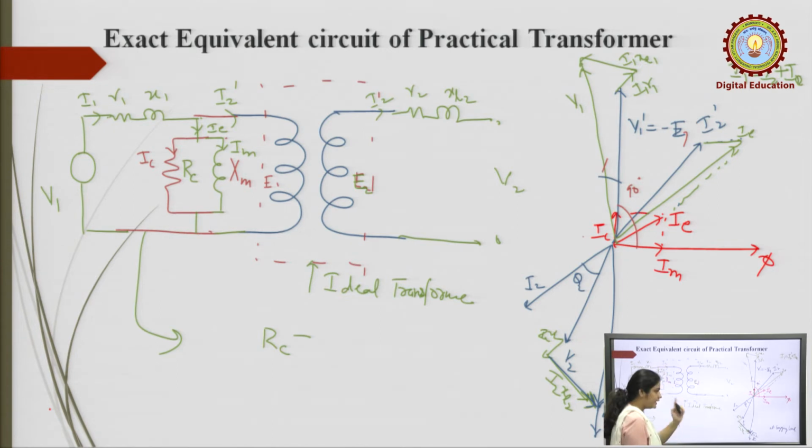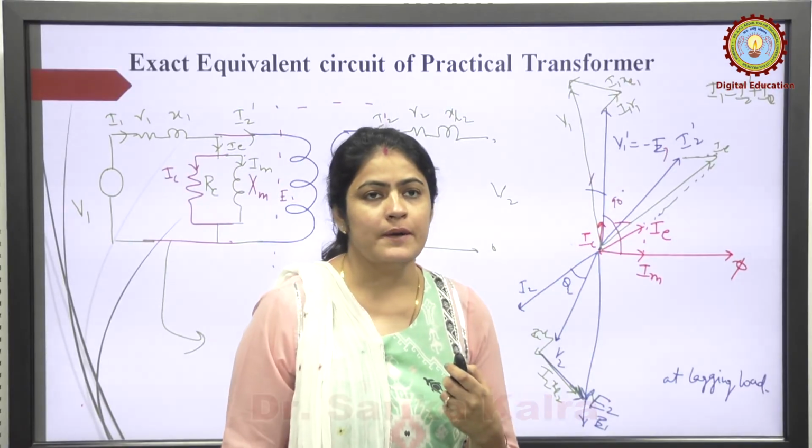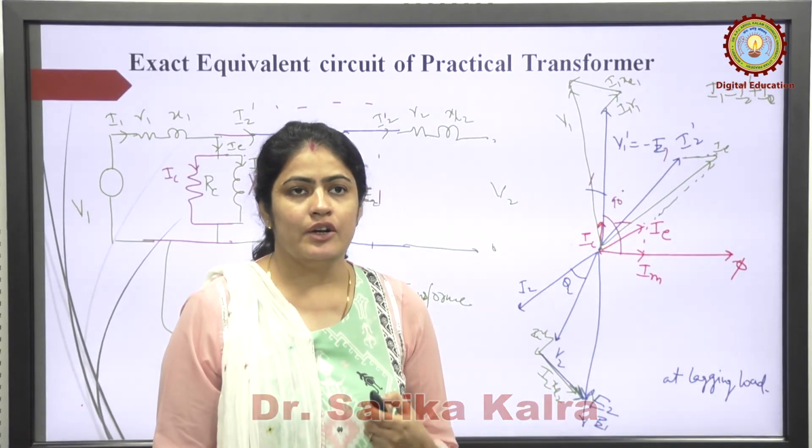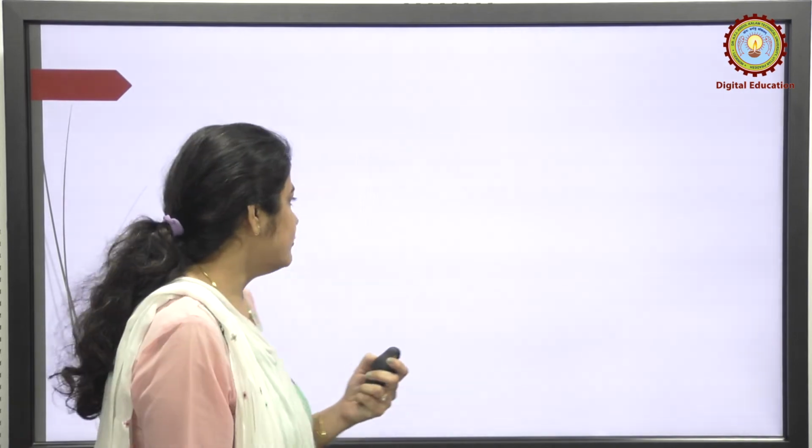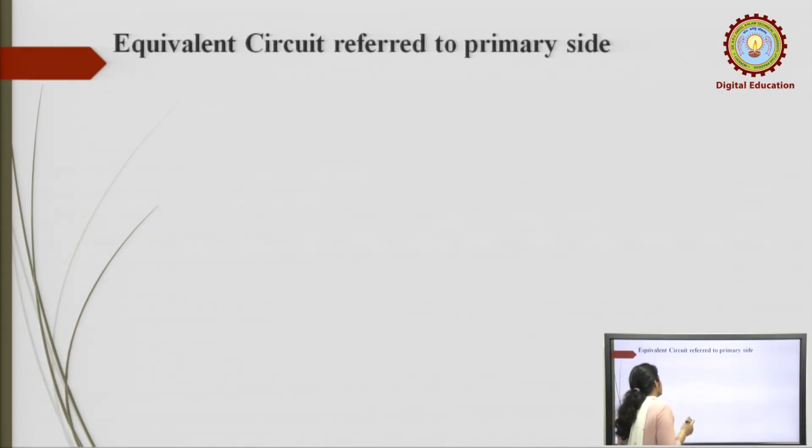In the second lecture, you have seen that the resistance or the impedance of the rotor, the secondary circuit, seen by the supply, you can calculate by multiplying with A square. What is A square? A is N1 by N2, whole square. So you have to draw the equivalent circuit referred to the primary side.